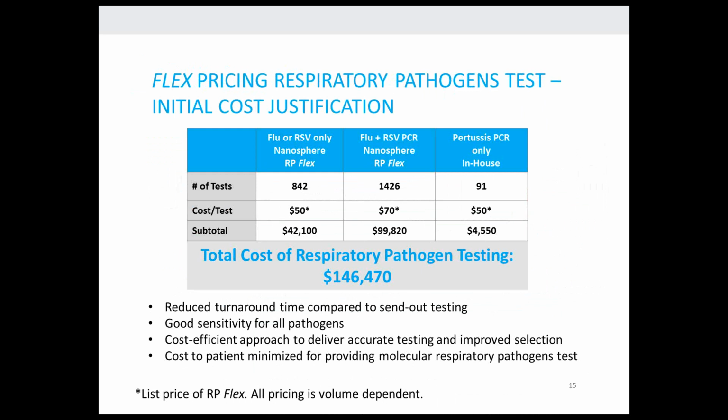We reduced the turnaround time because we didn't have to worry about send-out testing. We have good sensitivity for all of our pathogens. Plus, it's a cost-efficient approach where we can have accurate testing and improved selection to offer our patients. The cost to the patient is minimized because we are providing this on a flexible basis, and we're still offering the molecular respiratory pathogen test.